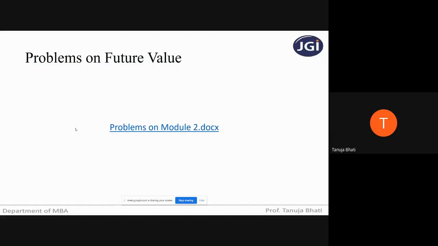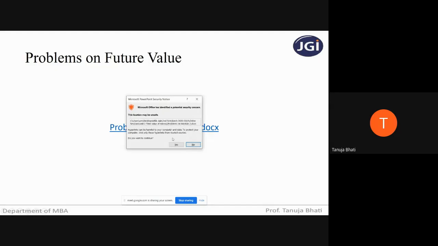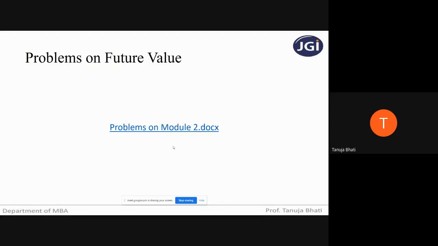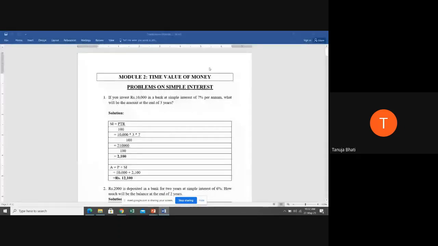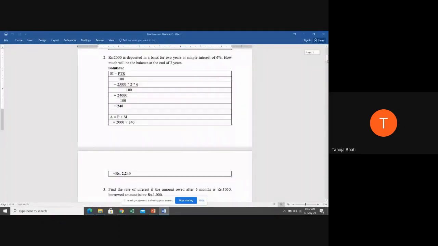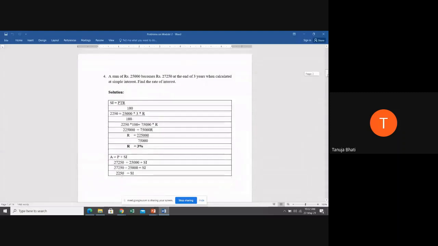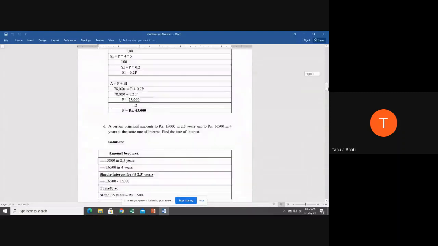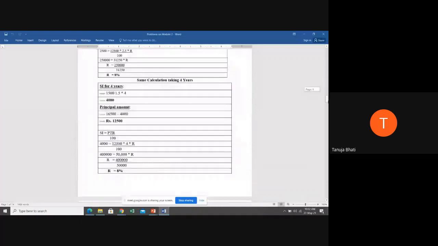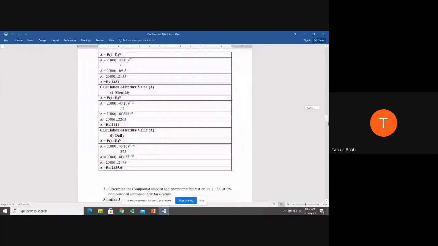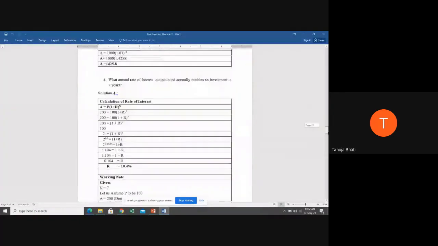The real point will be when you are able to understand what exactly is asked in the problem, whether to calculate future value or present value, which we will be doing in our succeeding lectures once we finish with future value and present value separately. Then we'll be solving mixed problems, just to see whether you are able to understand what exactly is asked in the problem. Now let us start with problems on future value.